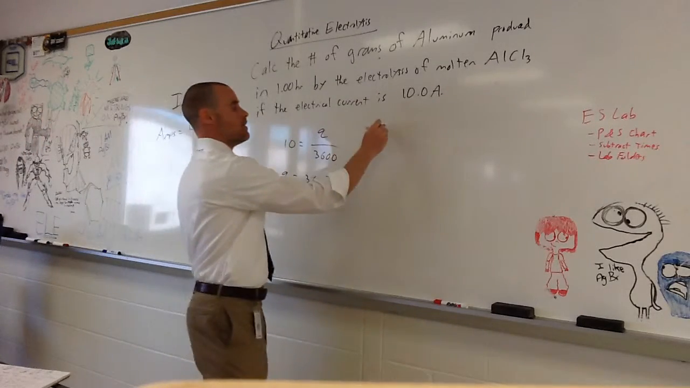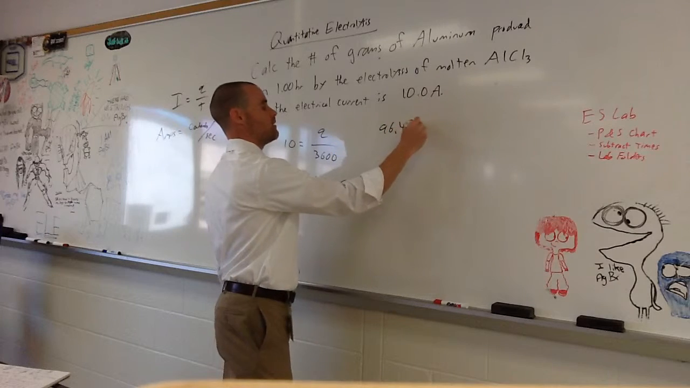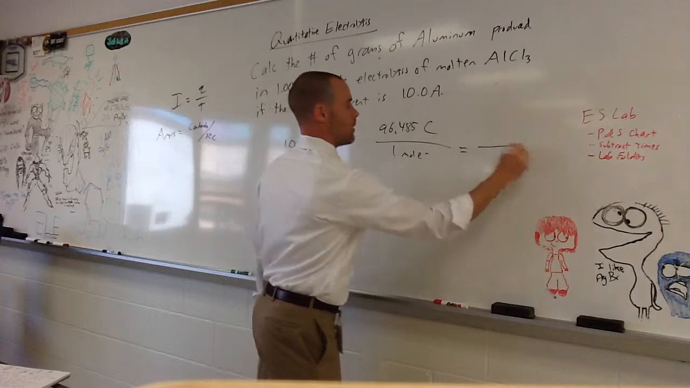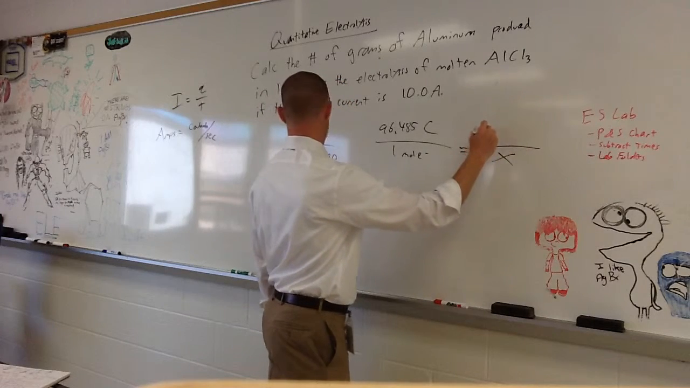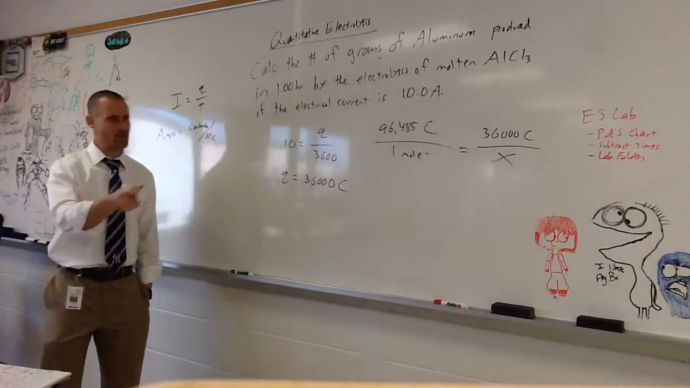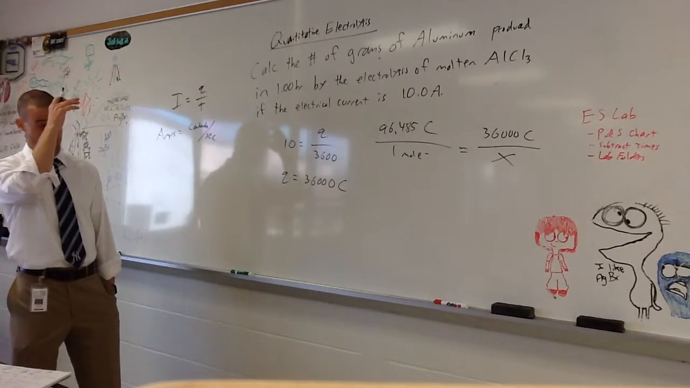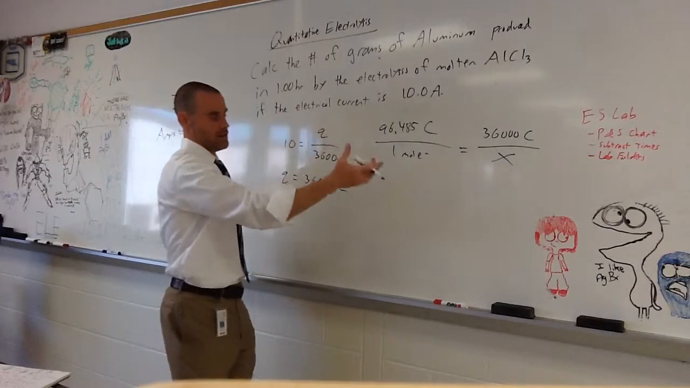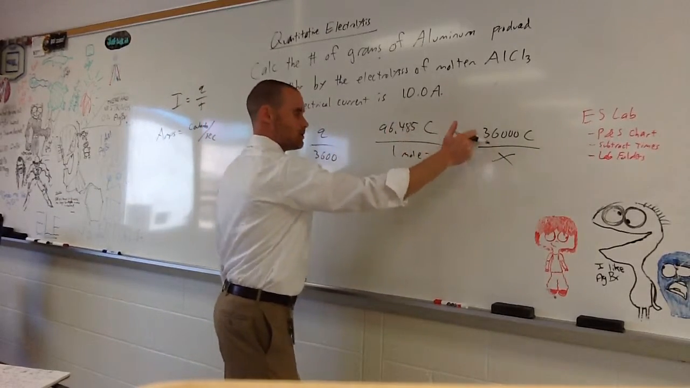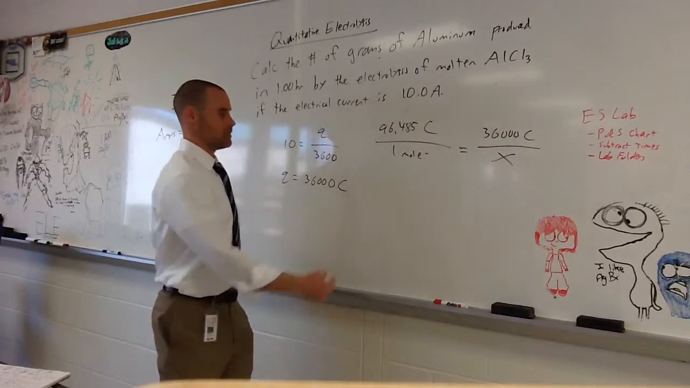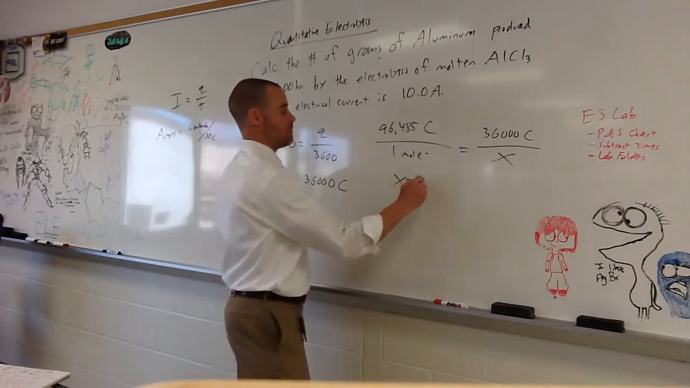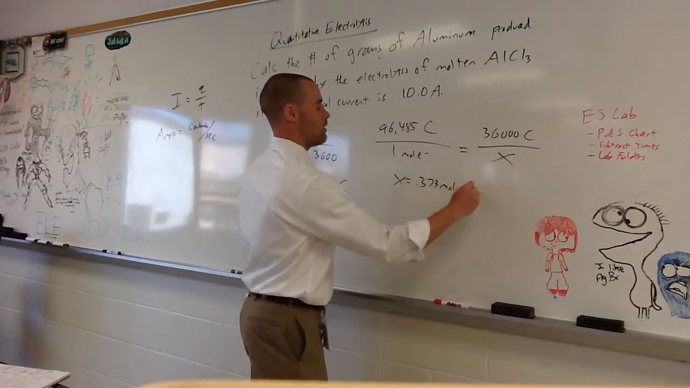So we know there's 96,485 coulombs in 1 mole of electrons. So I want to know how many moles of electrons if I have this many coulombs. In my brain, I think of a proportion, but you can do a different method by just canceling. Either way, it's a proportion. This is how many are in 1 mole. So how many moles if we have 36,000? So X is equal to 0.373. We have 0.373 moles of electrons.